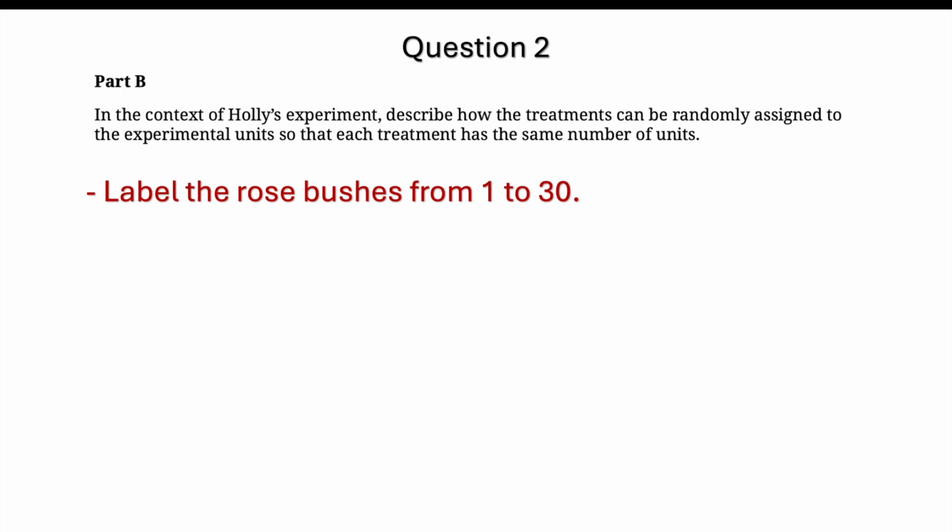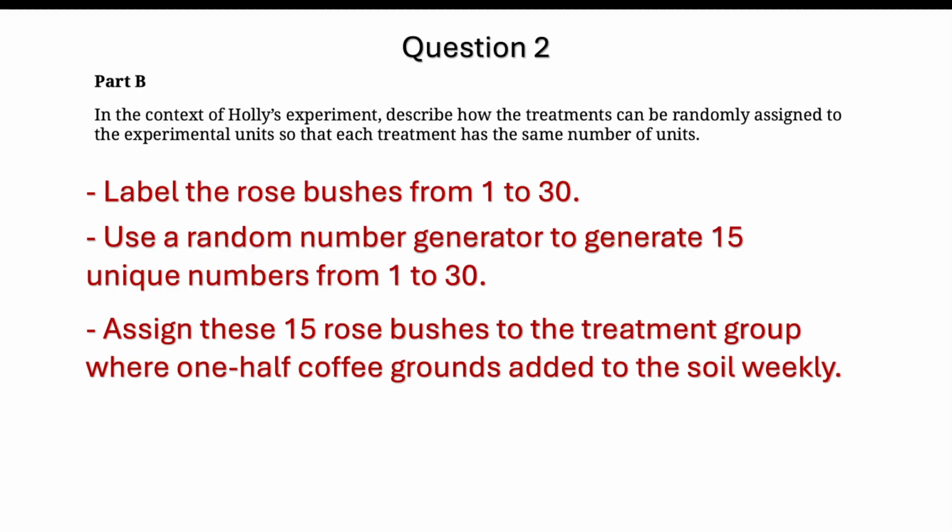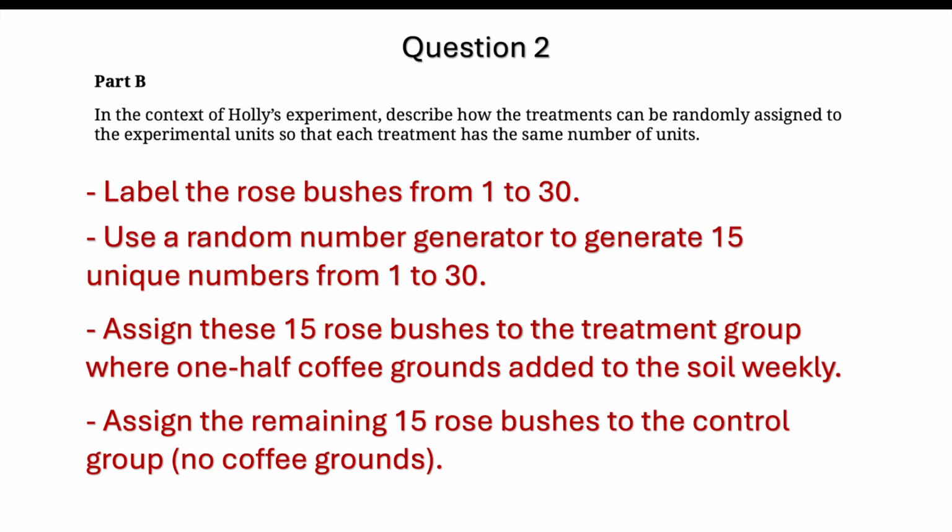So the first step would be to label the rose bushes from 1 to 30. Second, use a random number generator or any other random method to generate 15 unique numbers from 1 to 30, and assign these 15 rose bushes to the treatment group where 1/2 cup of coffee grounds is added to the soil weekly. And then the other 15, assign the remaining 15 rose bushes to the control group where no coffee grounds are added.